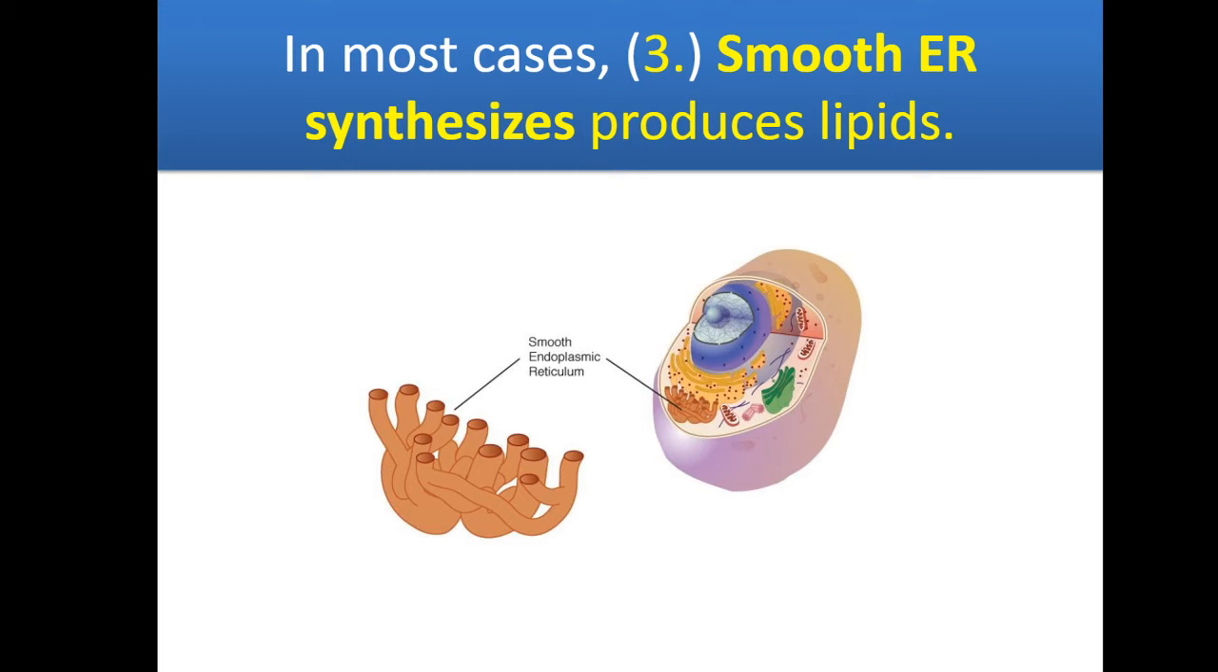The smooth ER likes to make lipids. In particular, it makes membrane lipids. Membrane lipids form not just the cell membrane around the entire cell, but also the membrane around just about every single other organelle. So, very, very important.